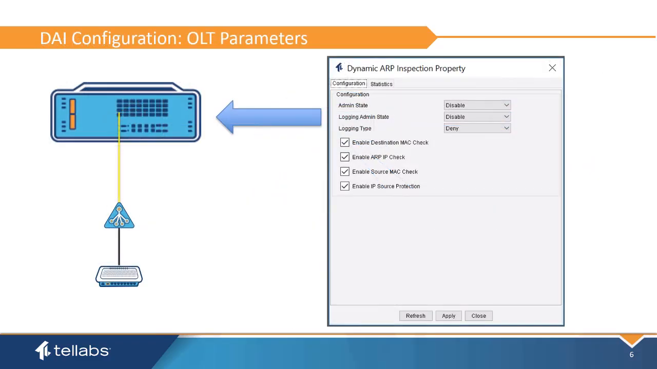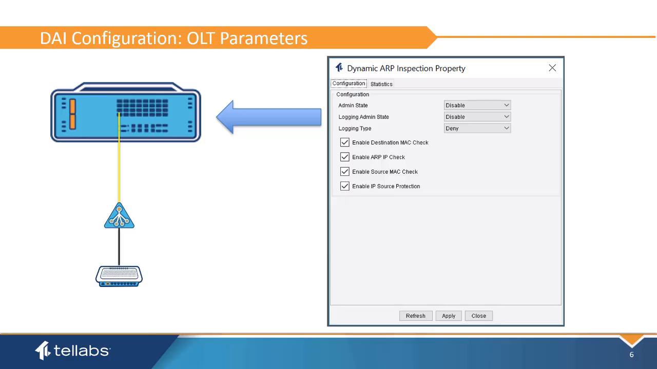In Tellabs Optical LAN, DAI must be enabled globally in the OLT for the DAI features to be permitted for use on the OLT. When the admin state is enabled, DAI support will be turned on. Logging admin state defines whether to log the events occurring during DAI processing. Setting logging type to deny will log only denies on dropped ARPs. Permit will log only permitted ARPs.